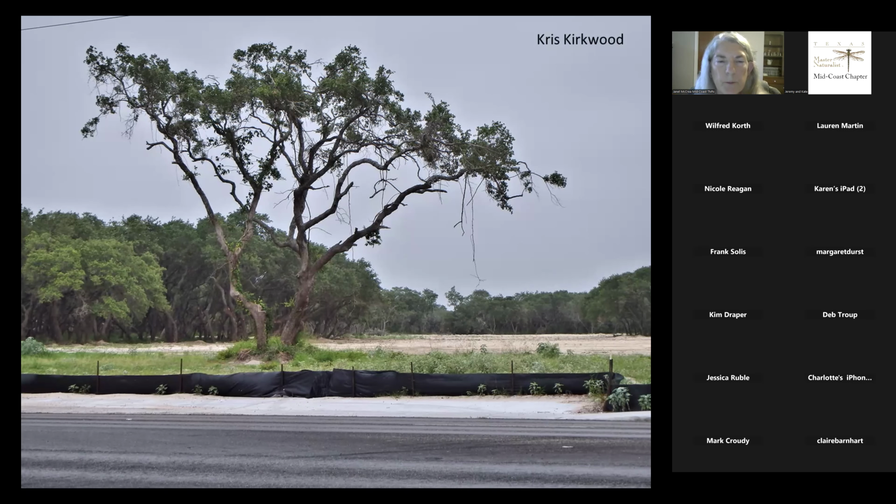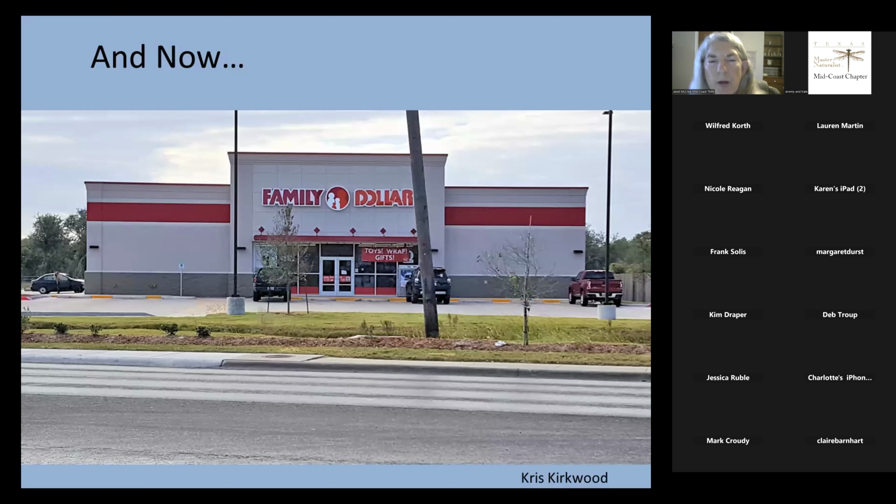And so what has taken the place of these trees is this Family Dollar store. And this is in Rockport, and Rockport already had two other dollar stores, and they replaced the live oak trees with these very small trees and very small shrubs out here. It's going to take years and years for those trees to get large enough to provide the kind of food that the trees that they bulldozed down were providing.